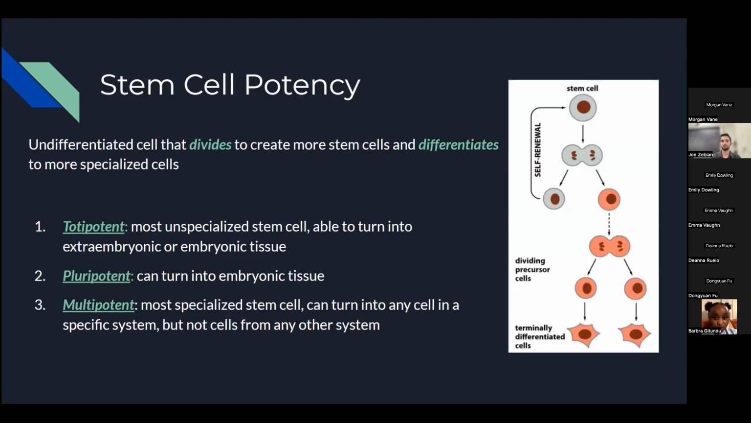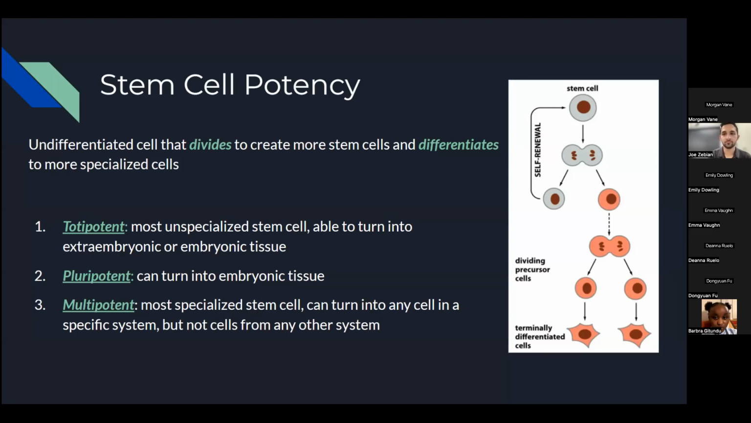Stem cell potency. Stem cells are undifferentiated cells that divide to create more stem cells and differentiate into more specialized cells. These we talk about when we're talking about the blastula and development. So totipotent means it's the most unspecialized possible stem cell.